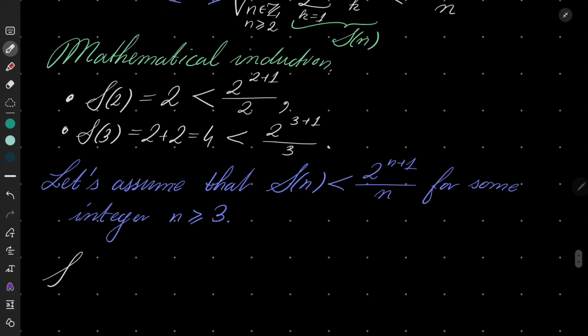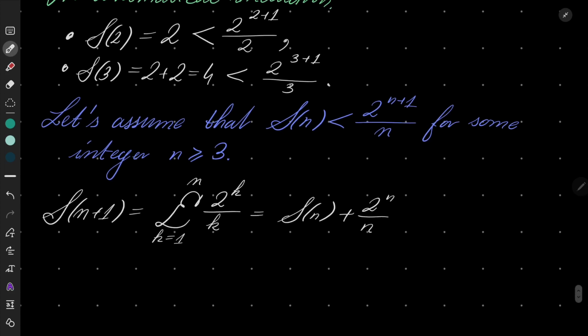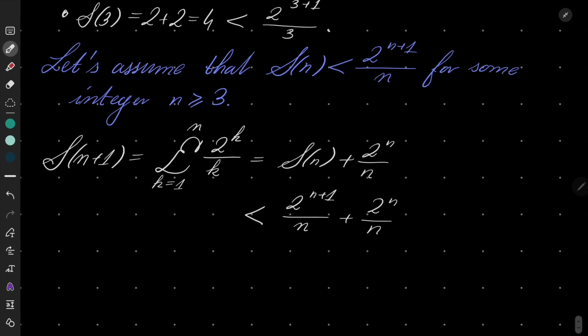And now let's look at s of n plus 1. S of n plus 1 is the sum which goes from 1 to n, 2 to the power of k over k. And now this is exactly the same as s of n plus the last term, 2 to the power of n over n. By our hypothesis, s of n is less than 2 to the power n plus 1 over n. And that is, after simplification, 3 times 2 to the power of n over n.